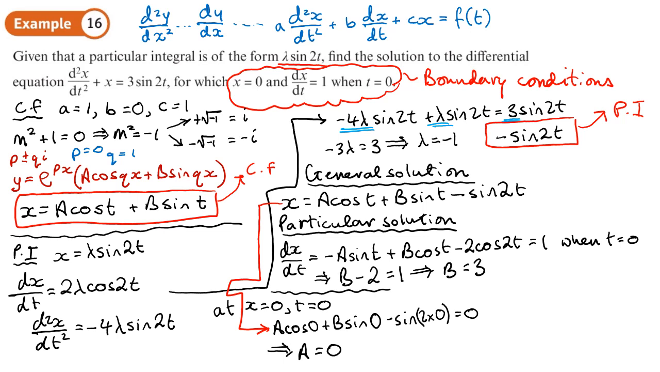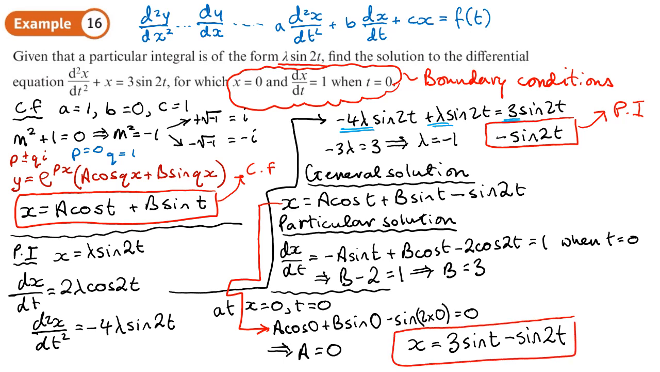So I will have x equals, now if a is 0, this is gone, and then plus 3 sine t minus sine 2t. So there we go, here's our particular solution. That's probably the last bit of the question, I think, was to actually calculate what the particular solution was.